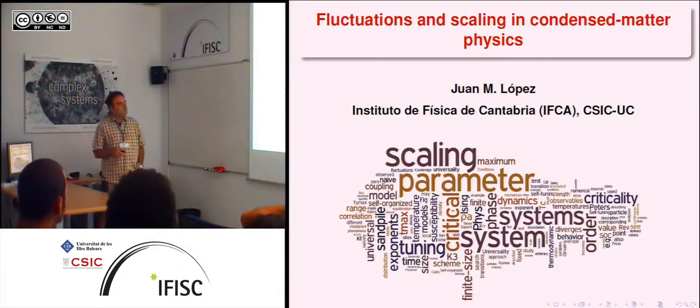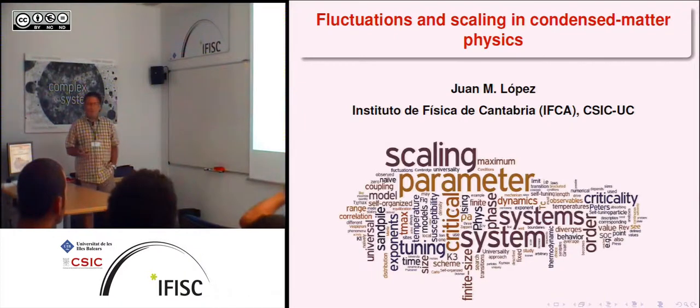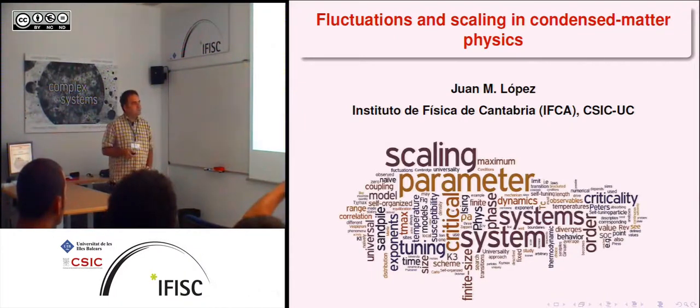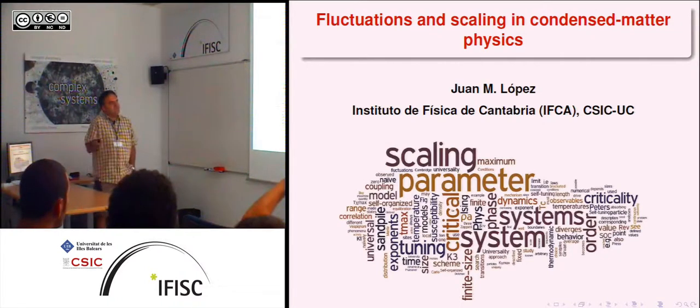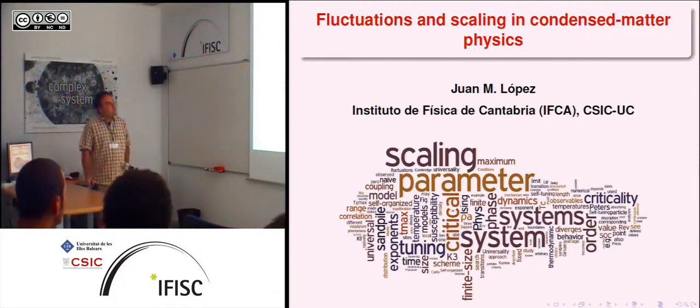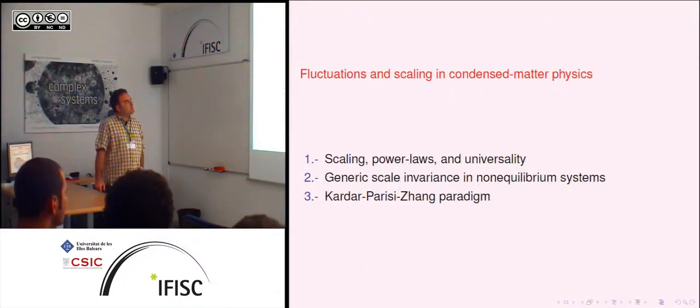My plan was to, because this was a school, try to be at an intermediate level between state-of-the-art research and PhD level. So I will be talking about fluctuations and scaling and how scaling takes place in condensed matter systems in particular.